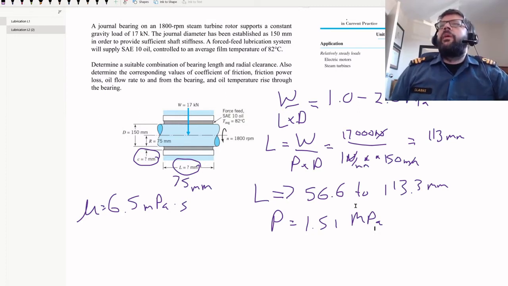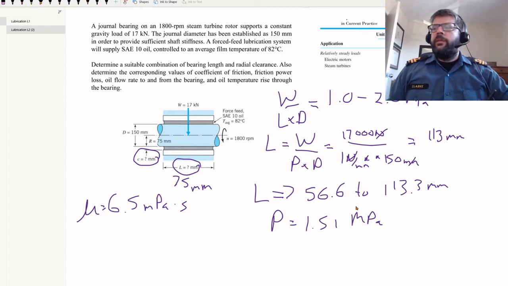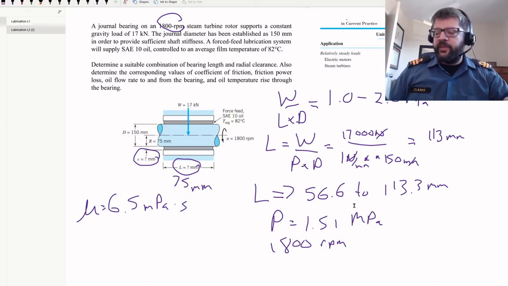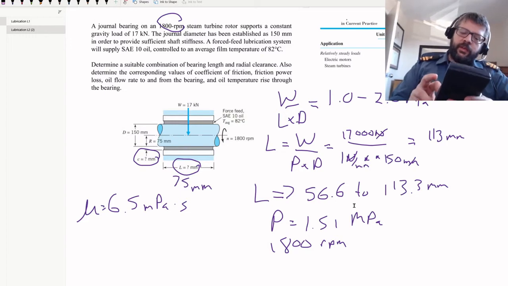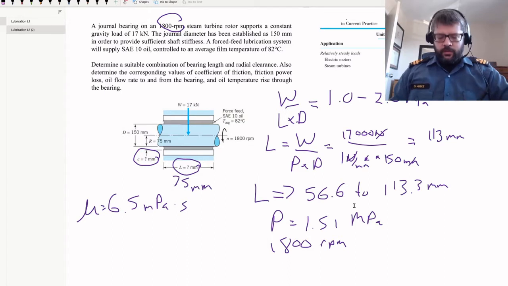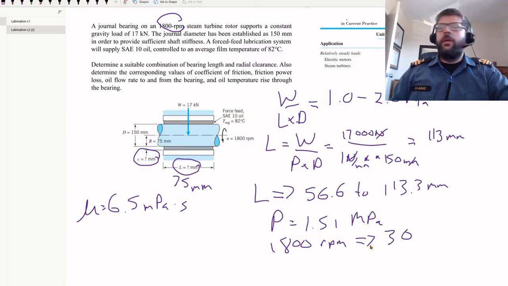And then we have our rotational speed. That's going to be 1800 RPM. Keep in mind that our hydrodynamic performance charts are in terms of revolutions per second. So we need to take that 1800 divided by 60. It gives us 30 revs per second.